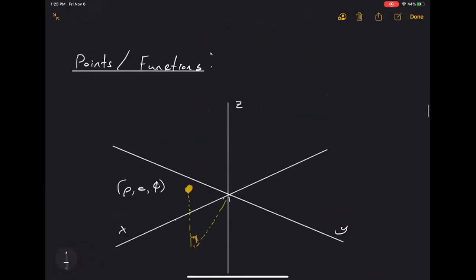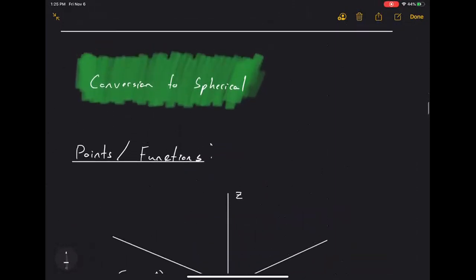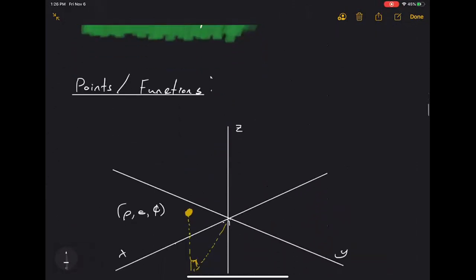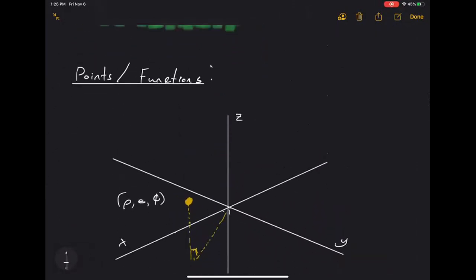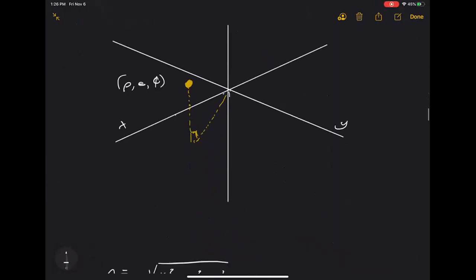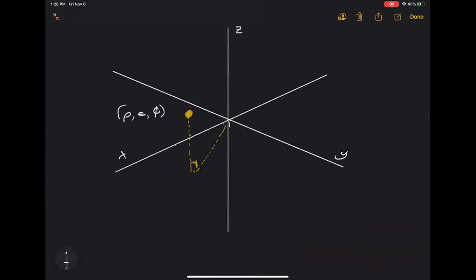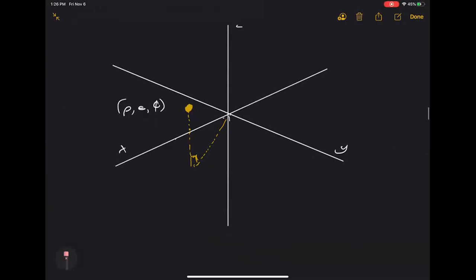Before we talk about converting integrals and functions to spherical coordinates, let's talk about the relation between just points, okay? So let's say I have this point in spherical coordinates, this yellow point, and it's got these coordinates here. And let's say I want to see how these coordinates are related to my x, y, z coordinates.